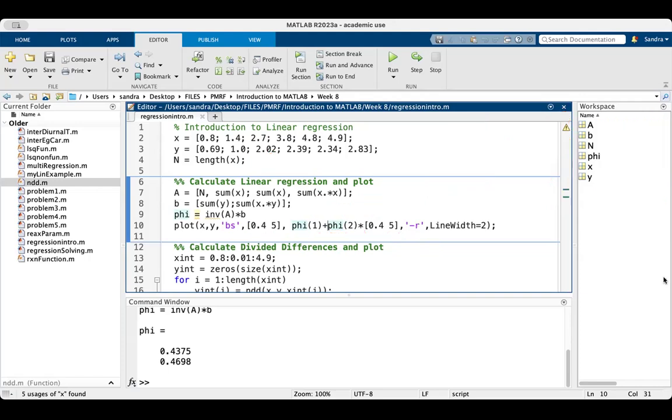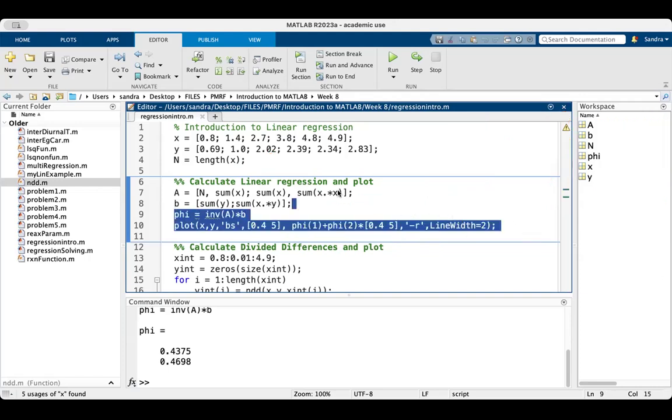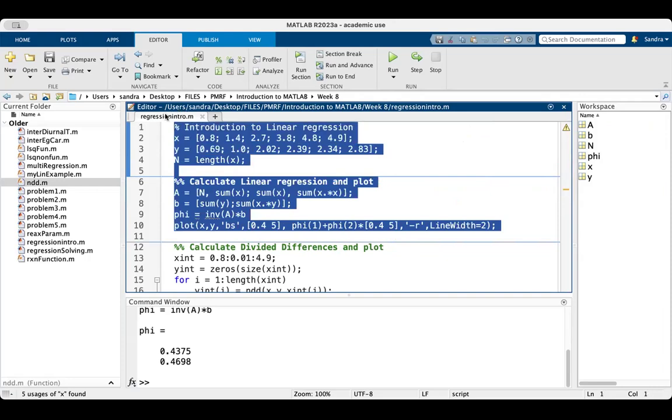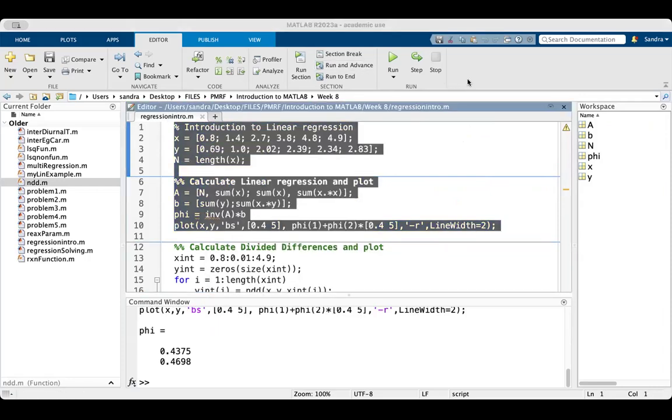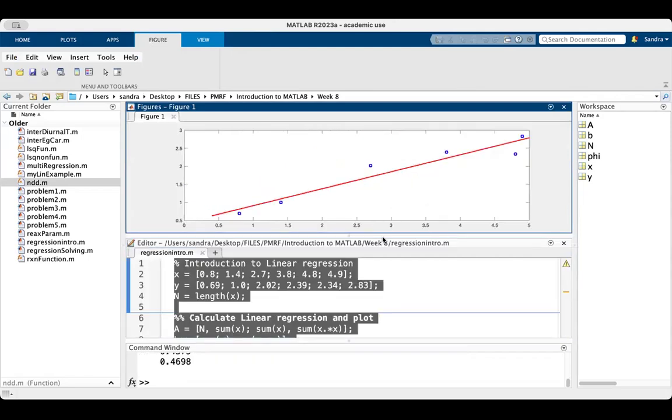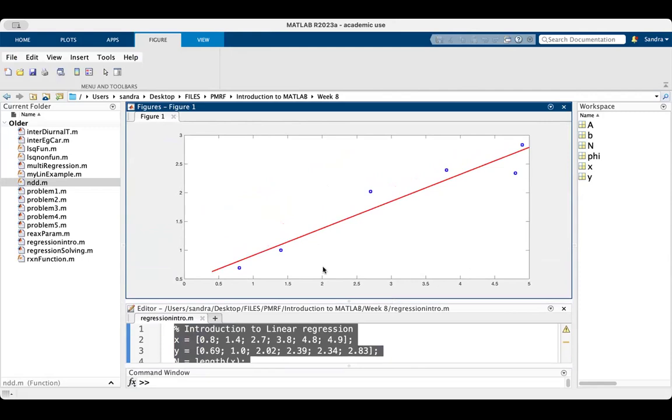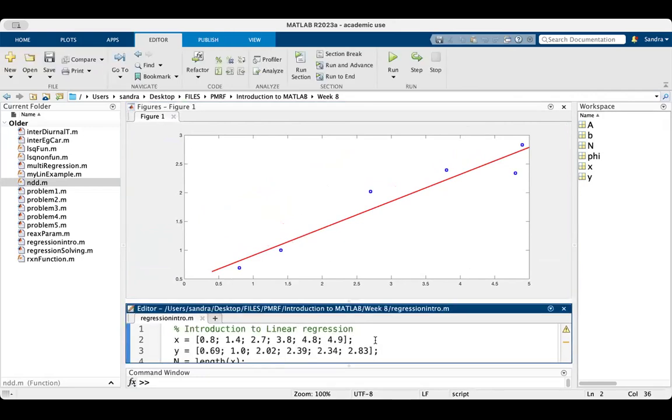So let's try to see what the answer is. Okay, evaluate selection. You will get a plot like this. Okay, these blue squares are the scattered points that we had in the table, and this red line is the linear regression line that we got using the method of least squares. Any doubts in this so far?